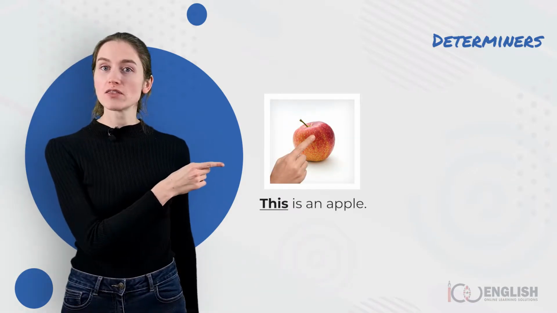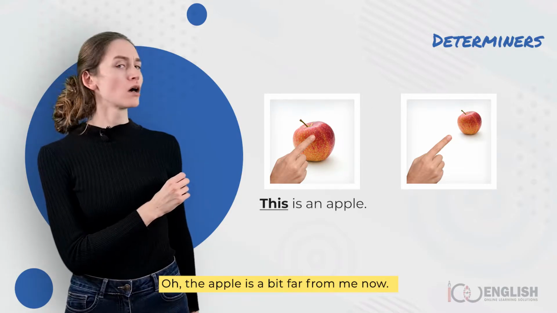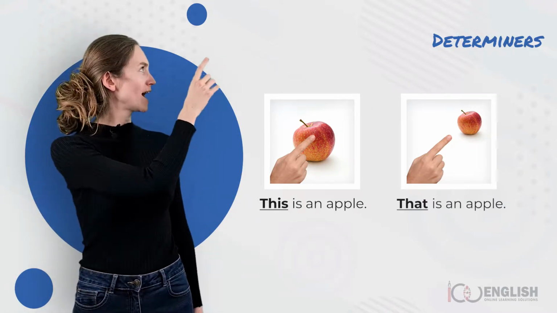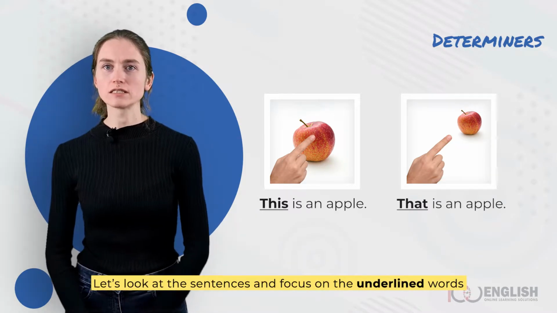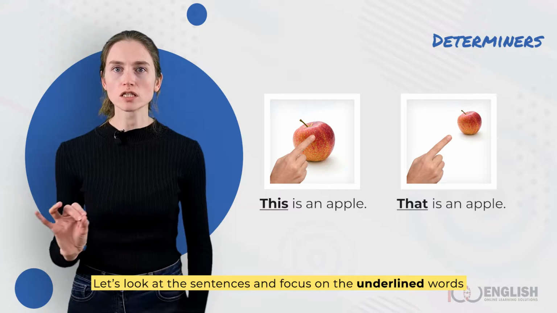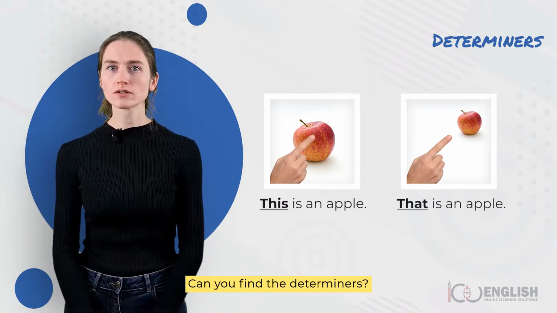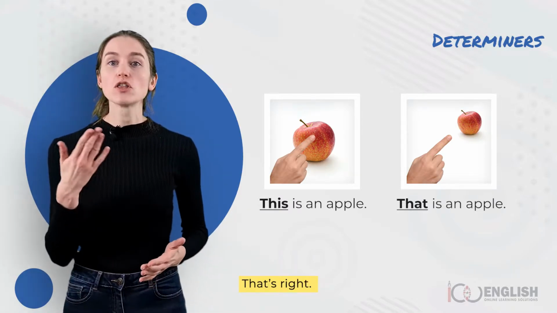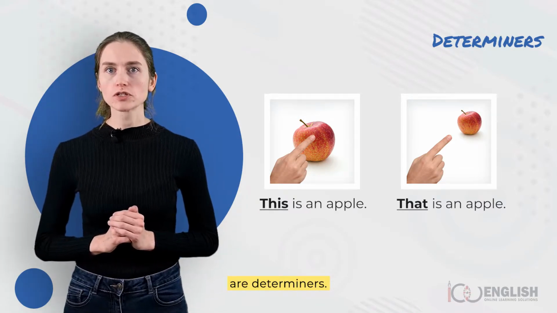Look, this is an apple. Oh, the apple is a bit far from me now. That is an apple. Let's look at the sentences and focus on the underlined words. Can you find the determiners? That's right. This and that are determiners.